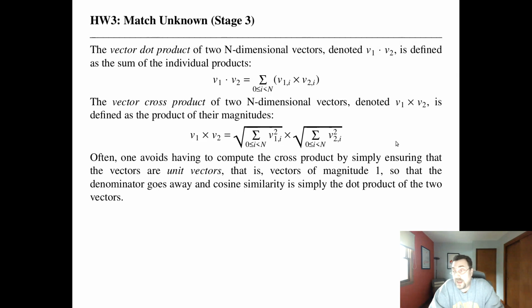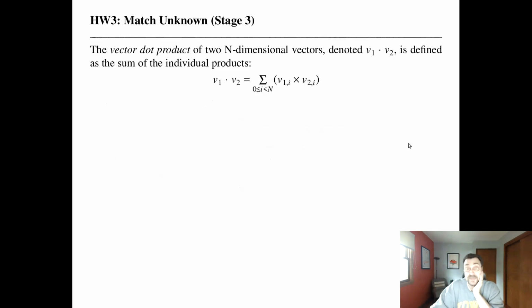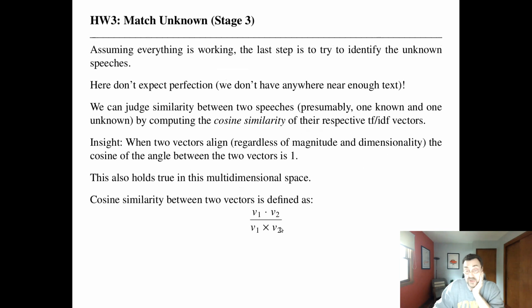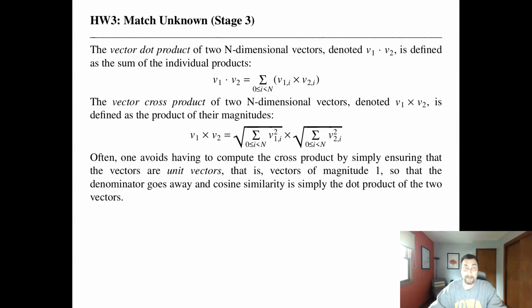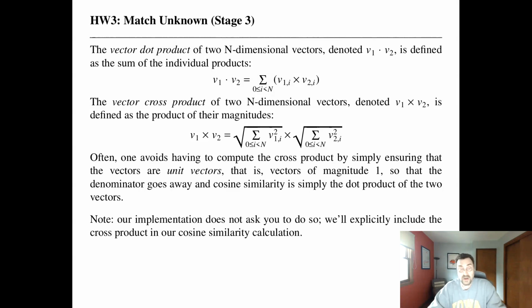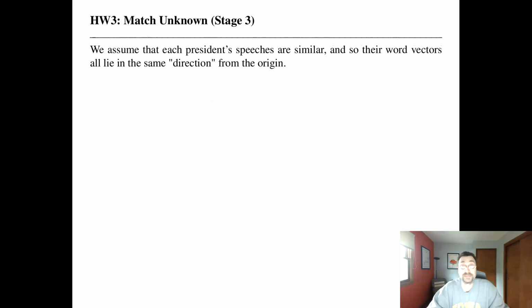Now, in many real applications, what people do is they construct the term frequency inverse document frequency vectors, and they normalize those vectors to be of unit length, of length 1. Because if you do that, you can skip this division, because this product will always be 1. If the vector is of length 1, you have 1 times 1, and that just goes away. But we're not going to do that. We're actually going to compute the vector dot product, cross product every time we do cosine similarity. Okay, so that's how this works.